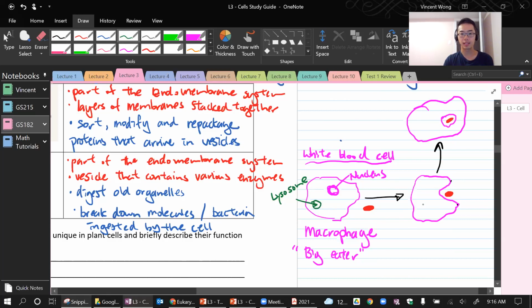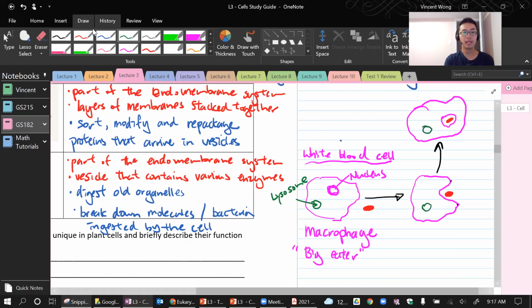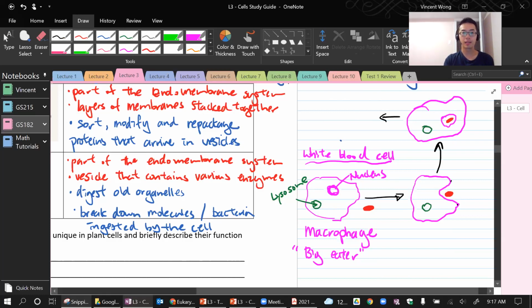Okay, so that's again the lysosome here, and what happens is the lysosome will now fuse with this vesicle that has the bacteria in it. And then all the enzymes will now attack the bacteria and break it down. Okay, so that's one example of what the lysosome is for.